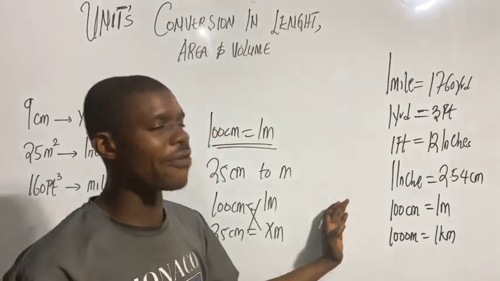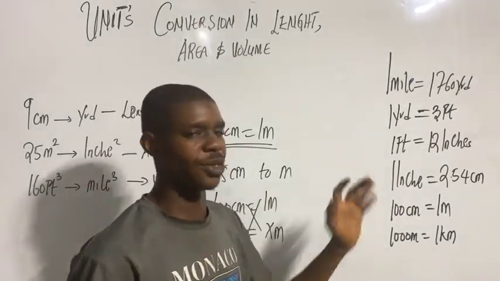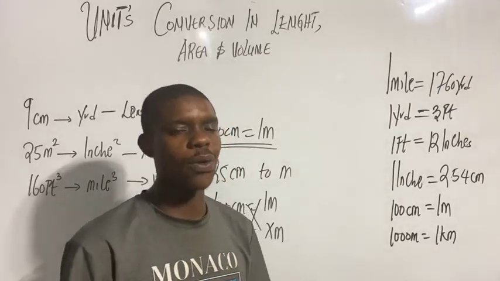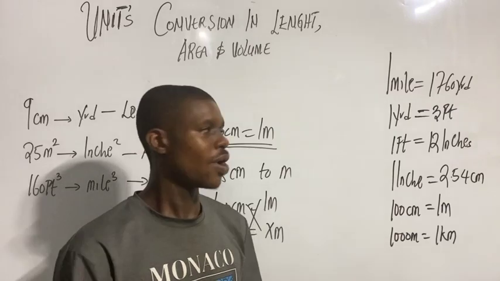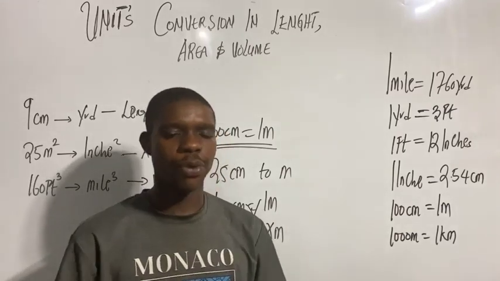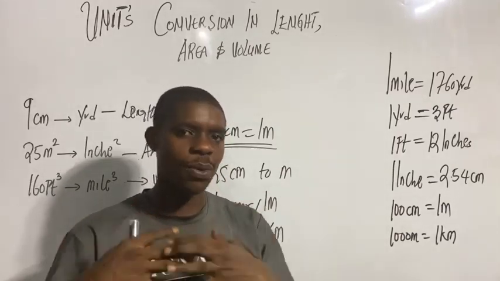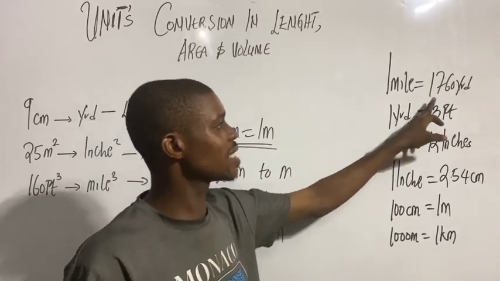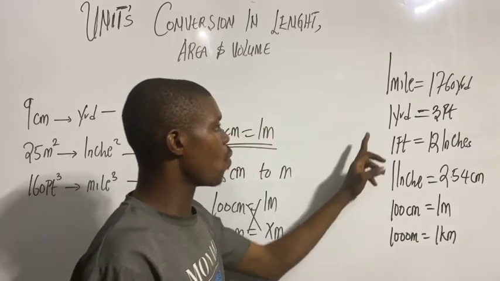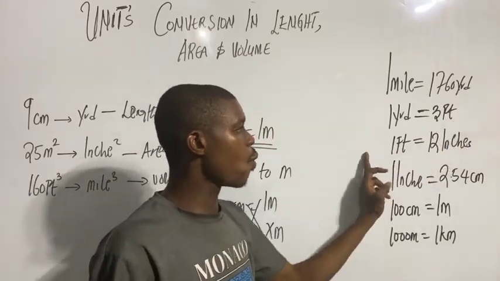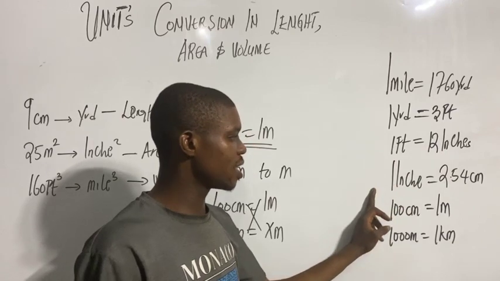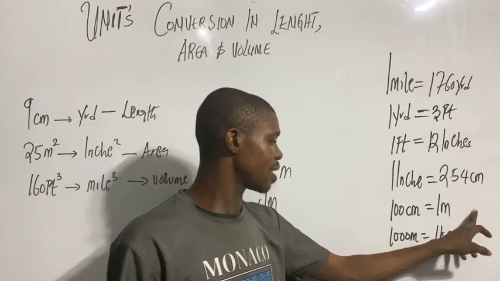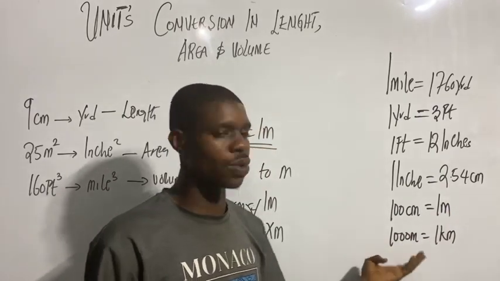So these are my various relationships. These are standard relationships. Please, how do I memorize them? Now you have to know it. Time will come when you start using it, you get used to it. At first, it gave me more challenges, but as I keep on using this, it's now used to me. So here we have 1 mile is equal to 1760 yard. Then 1 yard equals 3 feet. 1 feet equals 12 inch. 1 inch equals 2.54 centimeter. 100 centimeter equals 1 meter. Then 1000 meter equals 1 kilometer.